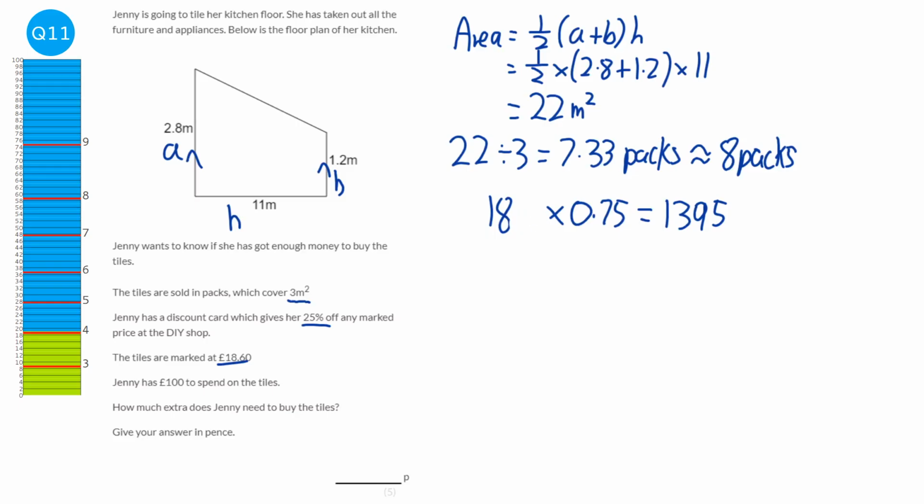So that would be 1,860 times 0.75, and so each pack will cost 1,395, and the reason we're doing this in pence is the answer needs to be given in pence, so I might as well just make that conversion now. And so it's going to be 8 lots of the 1,395 pence packs, which will cost in total 11,160 pence, or £111.60. But Jenny has £100 to spend, and we're asked how much extra does she need.